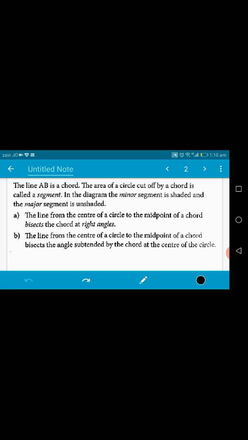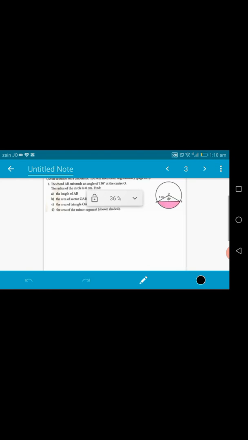The second one: the line from the center of a circle to the midpoint of a chord bisects the angle subtended by the chord, which is the central angle at the center of the circle. Okay? Let's see the exercise now.